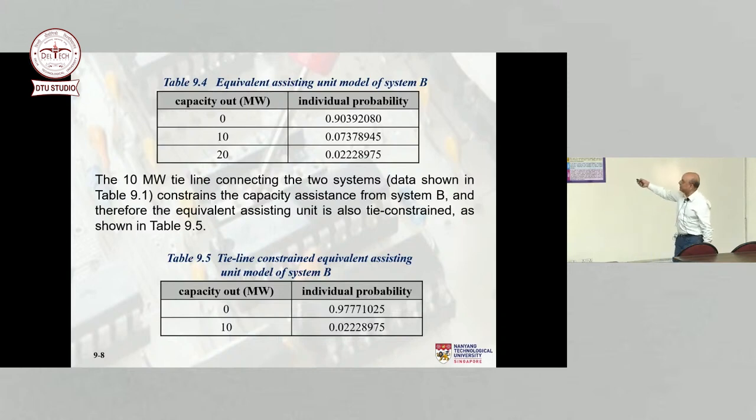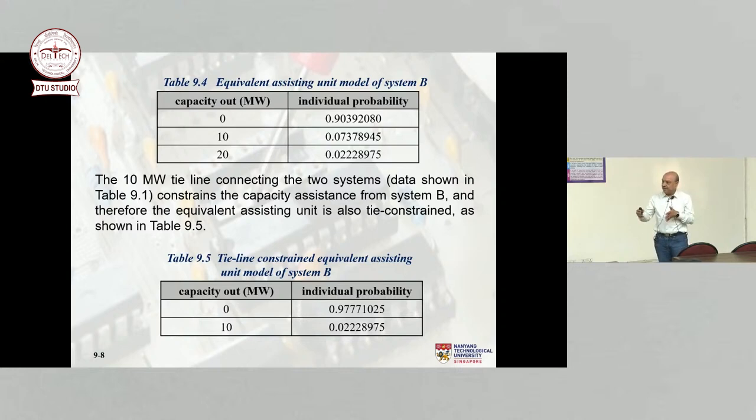So how do I now modify this table? I can modify this table to get the tie line constrained equivalent assisting unit model of system B. Capacity outage 0 is 0.9039 plus 0.073, isn't it? Because when I'm in either of these states, I can get 10 megawatt in my system. So these two are contributing to the first state. And the last one is contributing to capacity outage of 10, because I can either get 0 or I can get 10, isn't it?